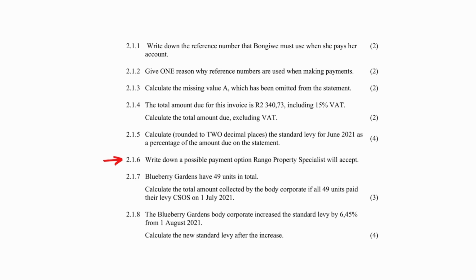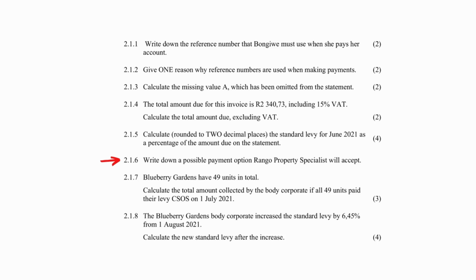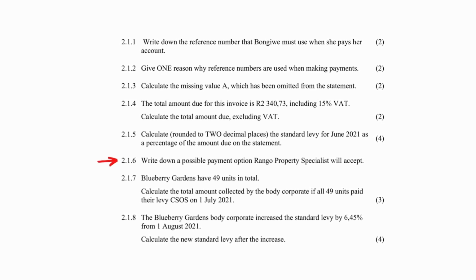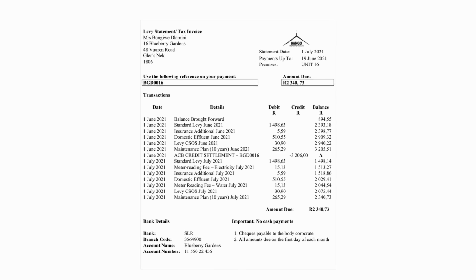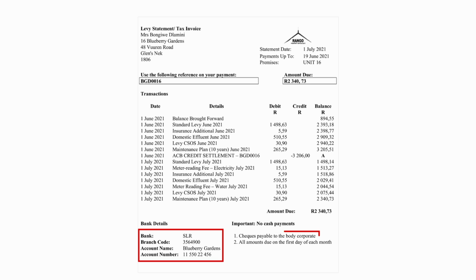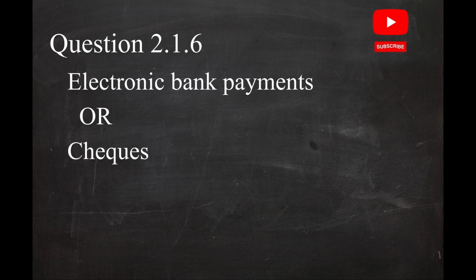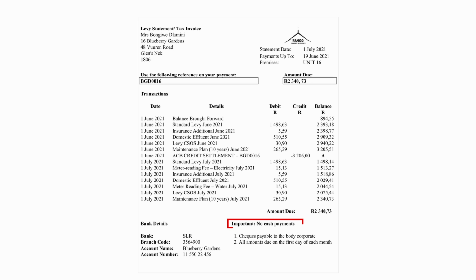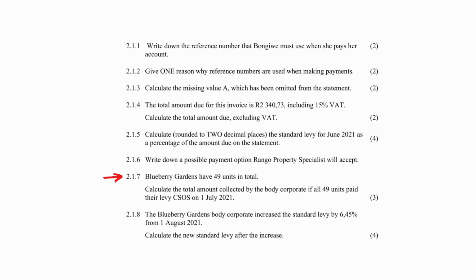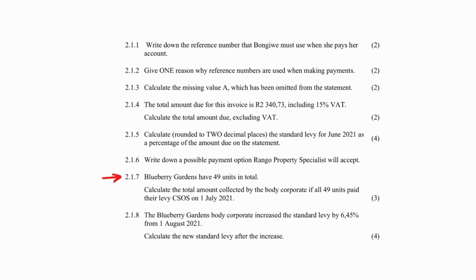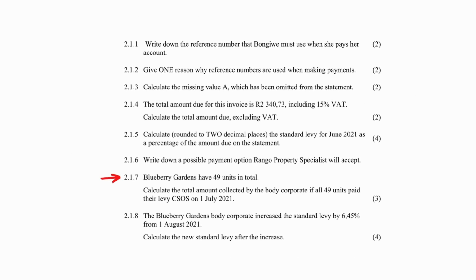In question 216, you are asked to write down the possible payment option the body corporate will accept. The body corporate will accept electronic bank payments or check payments. Also note that they don't accept cash payments, and if you wrote down cash payment as an option, you will be marked incorrect.